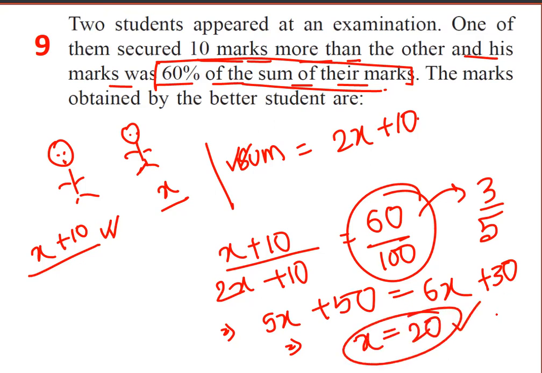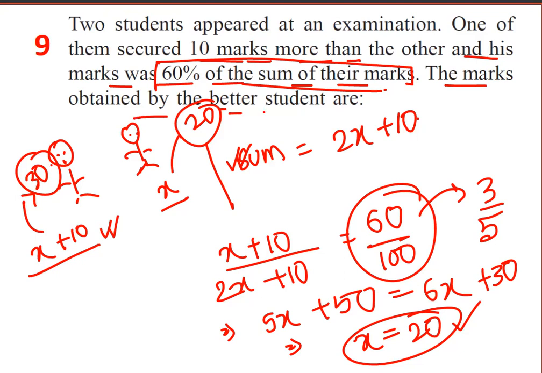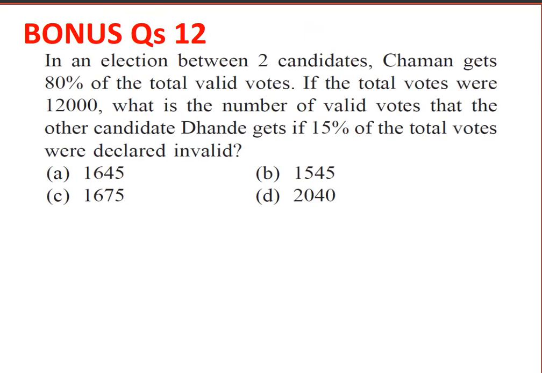Are we getting x equals 20 or something else? Wait, 3, 5, what have I done? Some kind of error, I think. No, right, yes. So this guy's marks is 20 marks, and this guy's marks will be 30 marks. Okay, the marks obtained by the better student. So which one is the better student? This one. Okay, so he has got how much? 30 marks. This is your answer. Clear? Okay, moving on to the next question. Okay, wait, what just happened?